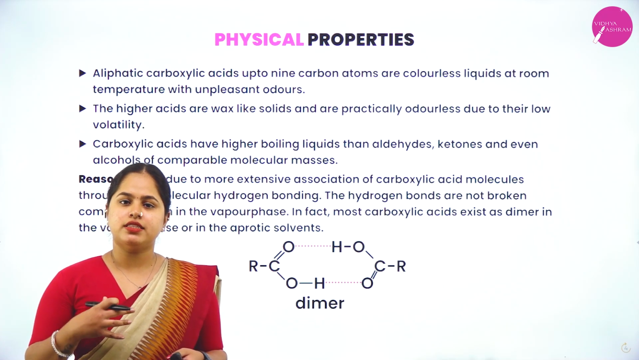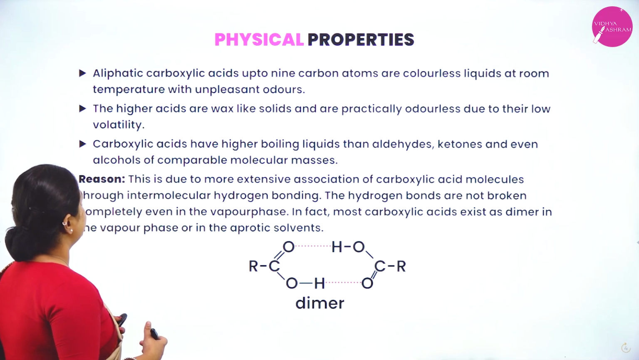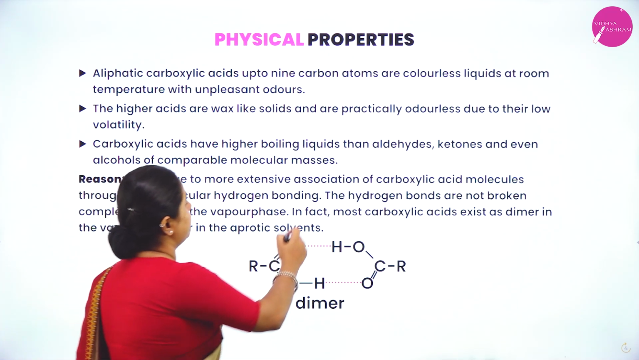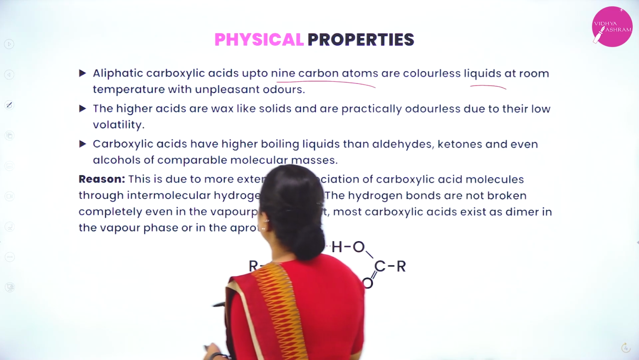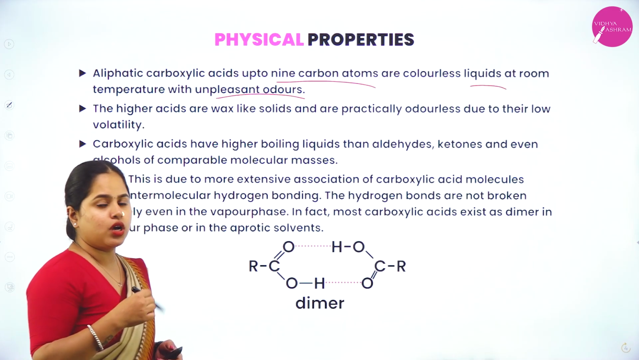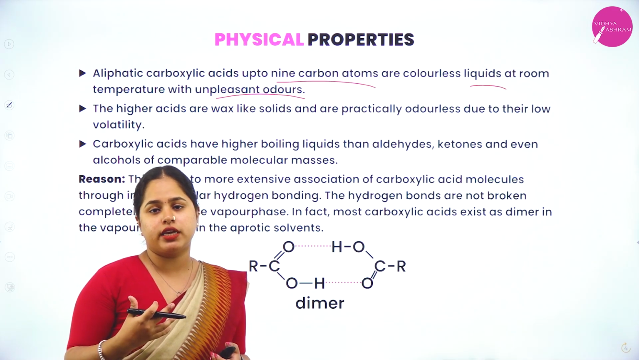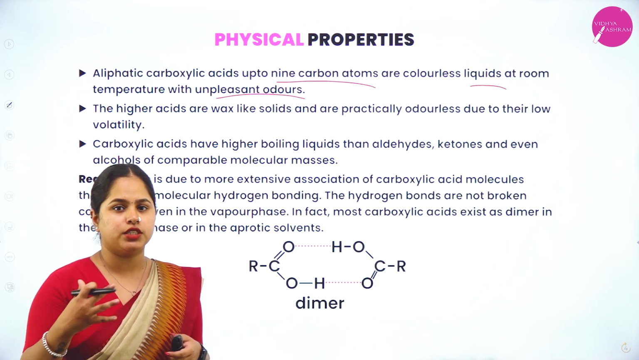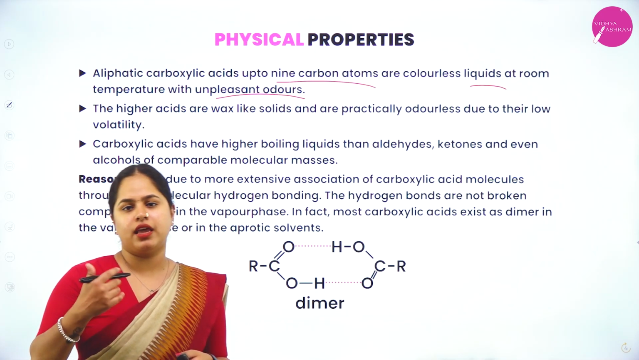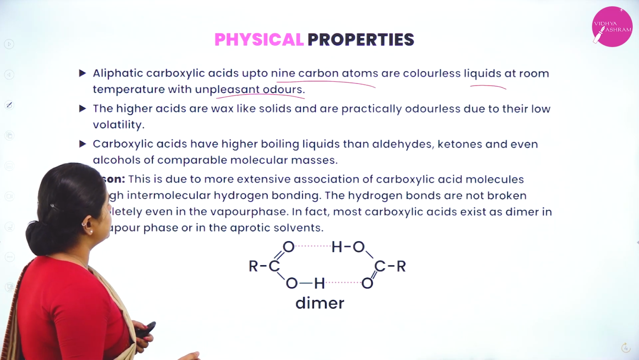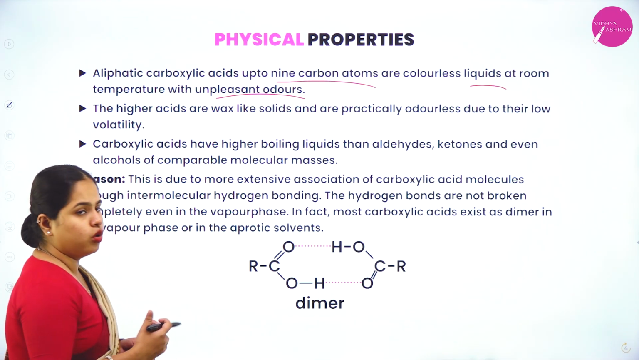Aliphatic means without ring structures, that is straight chain or branched ones. Aliphatic carboxylic acids up to 9 carbon atoms are colorless liquids at room temperature with unpleasant odors. That is, carboxylic acids containing 1 carbon atom to 9 carbon atoms are generally present as liquids and they have an unpleasant odor. The higher acids are wax-like solids and are particularly odorless due to their low volatility.